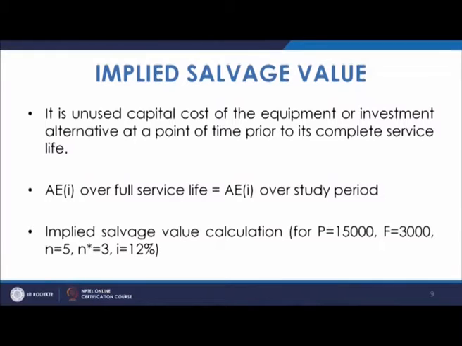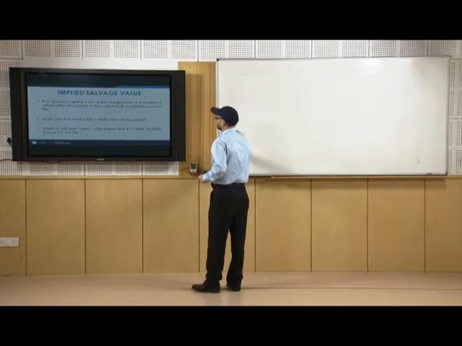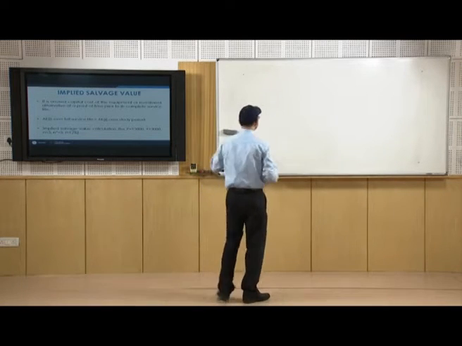For that, the criterion is that the AE of the asset for its full service life should be equal to the AE over the study period, that is the smaller period of 3 years. Once you equate them, you can get the value of the implied salvage value. So let us see how we calculate the implied salvage value.